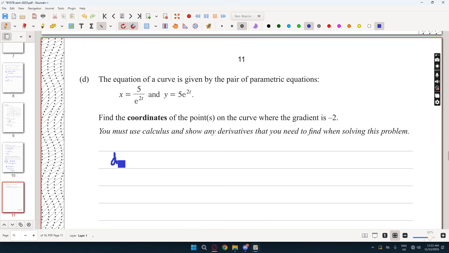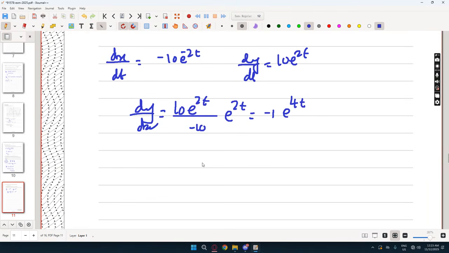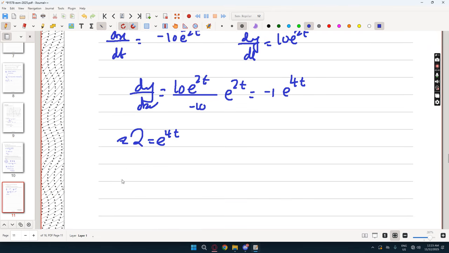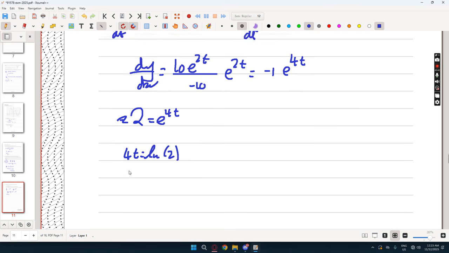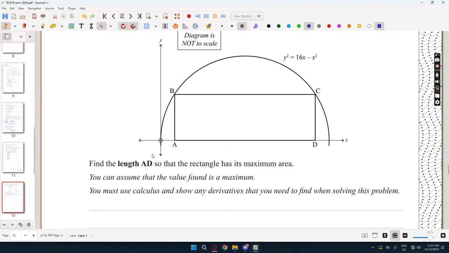The gradient is minus 2. dx/dt is 5e to the minus 2t, so minus 10e to the minus 2t, dy/dt equals 10e to the 2t, so dy/dx is this divided by minus 10e to the minus 2t, equals minus e to the 4t. Gradient's minus 2, so you want 2 equals e to the 4t, 4t equals ln 2, t equals ln 2 on 4.